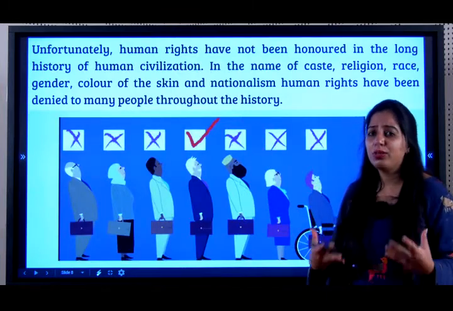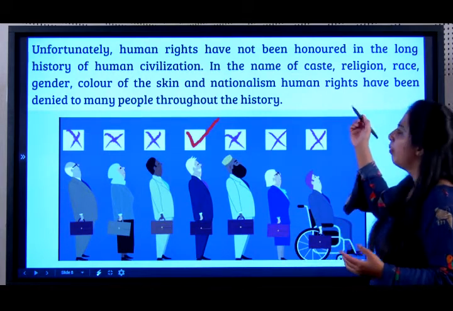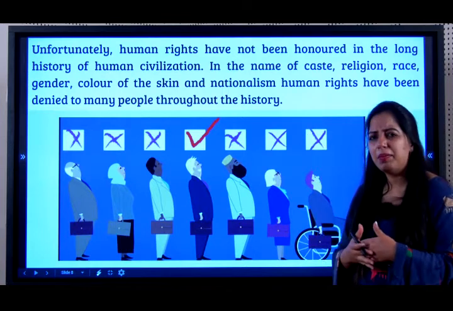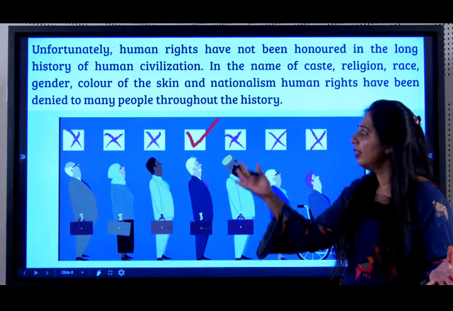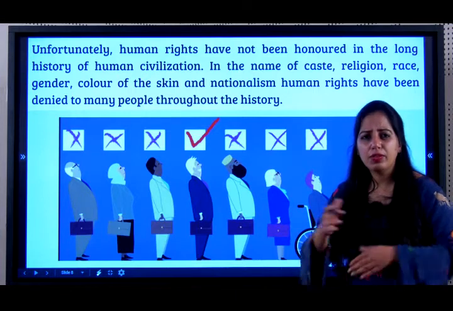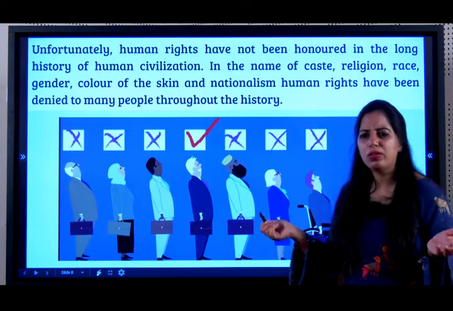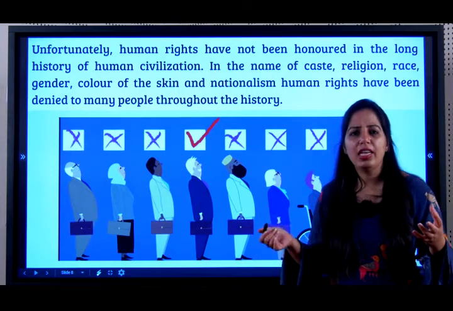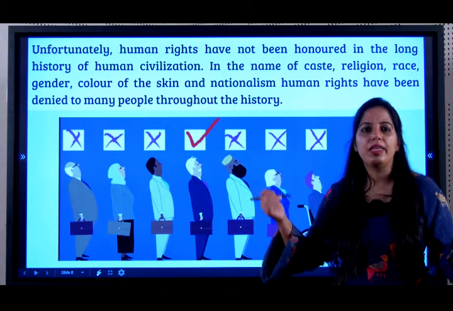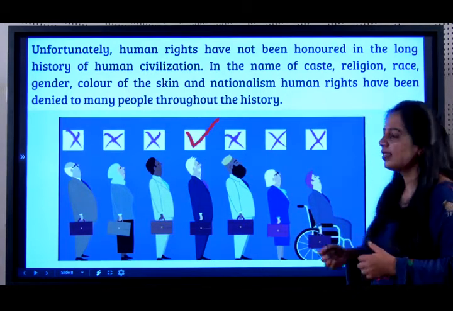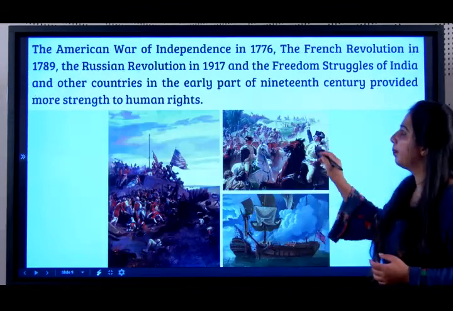Unfortunately, these human rights are not given to a lot of people. Why? There is discrimination on the basis of gender, that you're male and you're female. There's discrimination on the basis of the color of the skin. You are black, you are white. And there's also difference based on nationality. Oh, you're an Indian. Oh, you're an American. And there are so many other differences. And so the basic rights are denied to people.